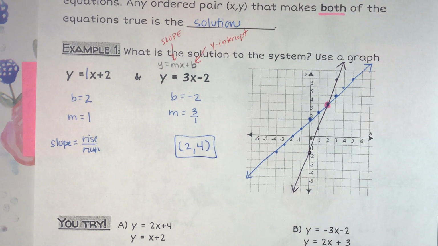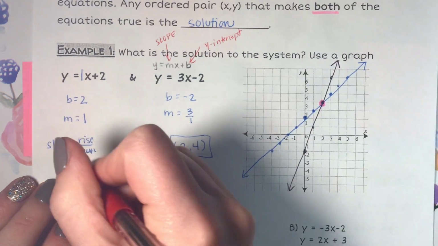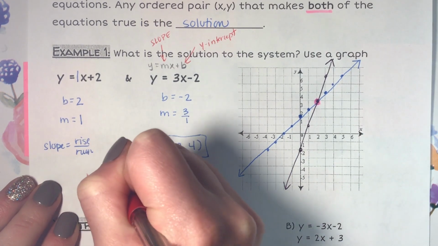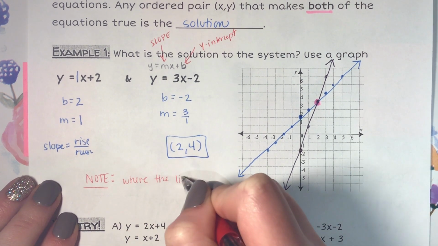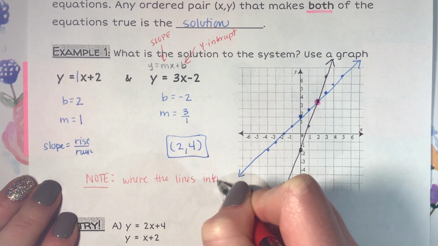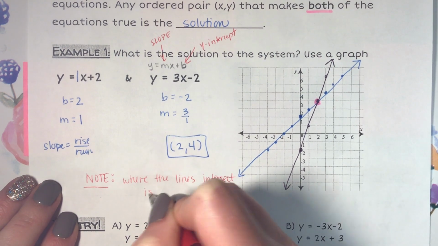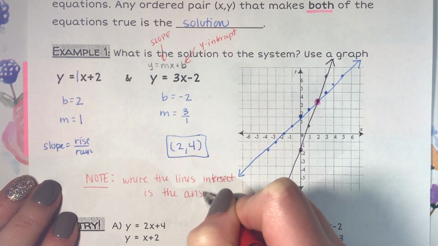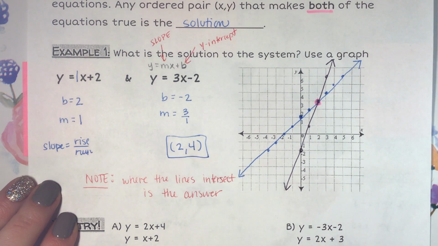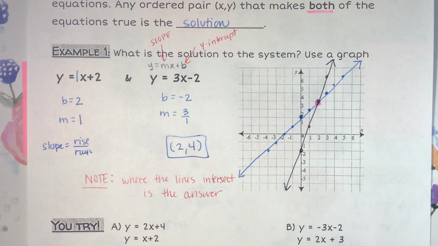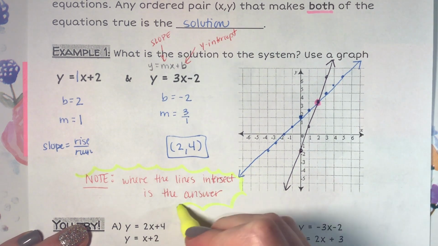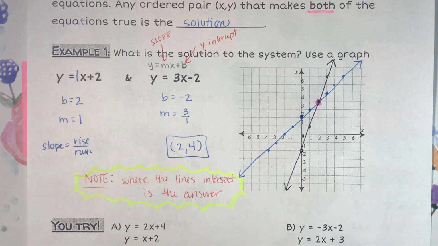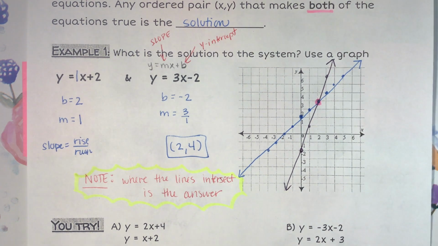I'm going to make a little note for you just because it is important. So note: where the lines intersect is the answer. That's pretty important because that's where we're going to be finding our solution for all of our problems today. So where the lines intersect is the answer.